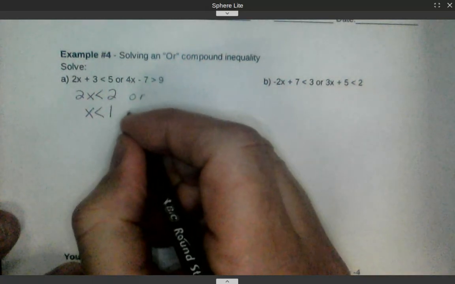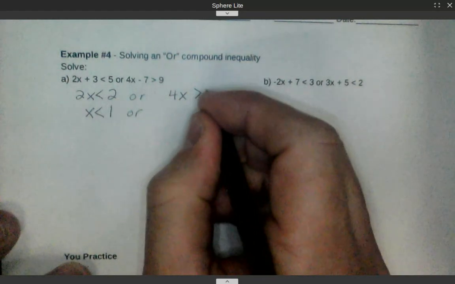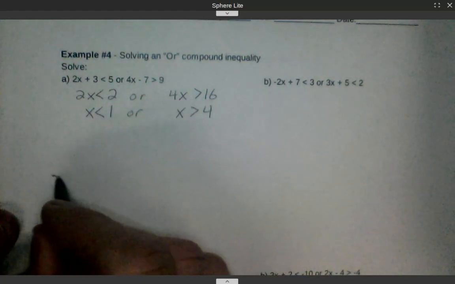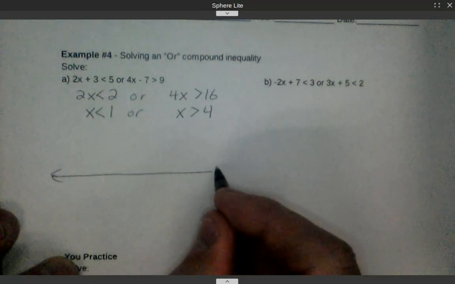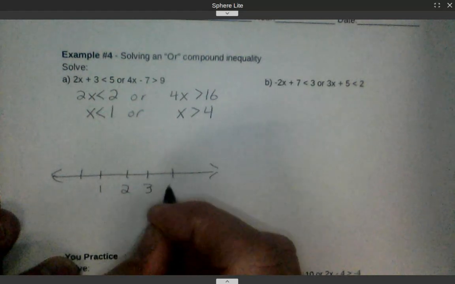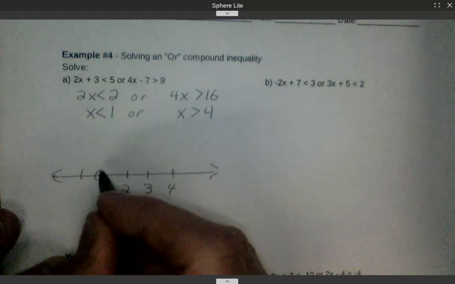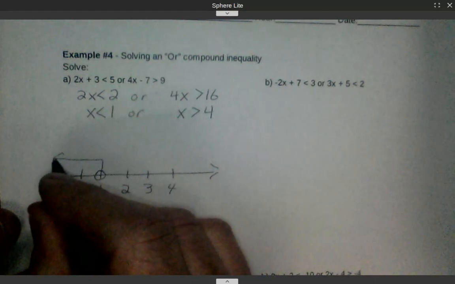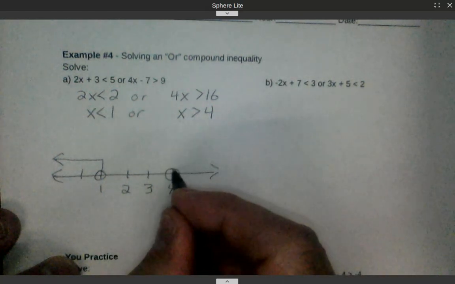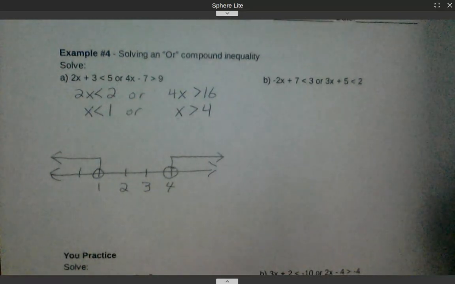I have the OR statement, and I'm going to add 7 to both sides. So 4x is greater than 16, and x is greater than 4. On my number line, if I'm to graph this, I have 1, 2, 3, 4. I have x is less than 1. That's an open dot, and it's going to the left. If I have x is greater than 4, that's an open dot, and the numbers greater than 4 are going to the right. Anytime I have an OR statement, they go away from each other.